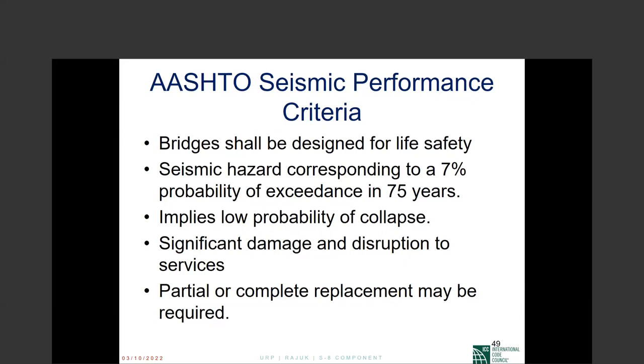You will have a low probability of collapse. There is no zero collapse. It's a low probability. You will have significant damage and a disruption to services. Services here, we are talking about traffic. You will have a partial, or you may need a complete, replacement of the bridge. So that's what you are doing. You are designing for life safety. Make sure that we don't have people die on the bridge or underneath the bridge. That's the main thing. But we don't really worry about what we need from the bridge after that.